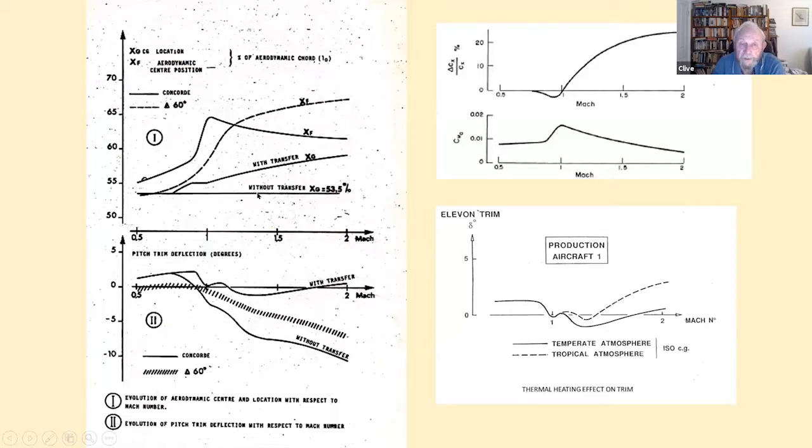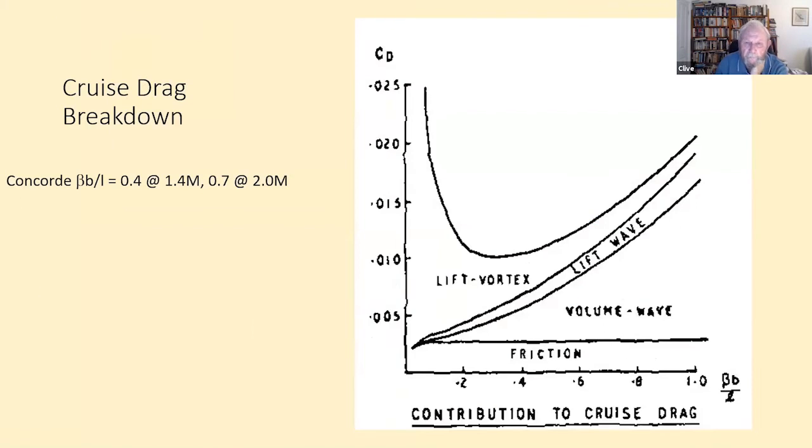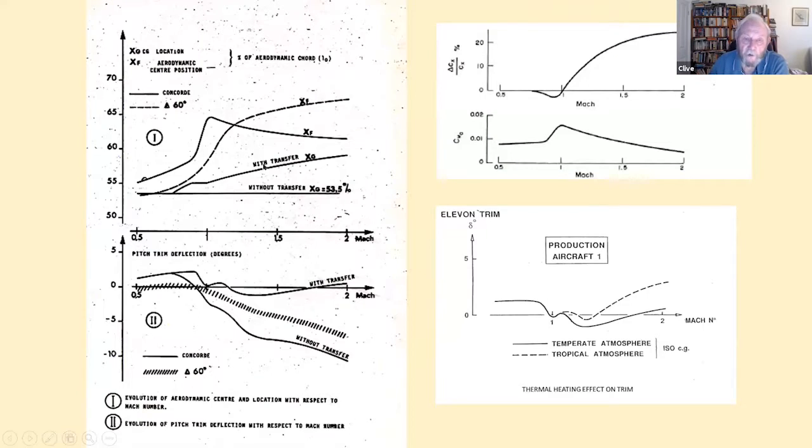If you didn't have any fuel transfer, then you would still have, even with that aerodynamic center shift and our camber, a fairly substantial change in trim, and that is a negative elevator angle, which is going to produce an increase in trim. Oh, down. Increase in trim drag.